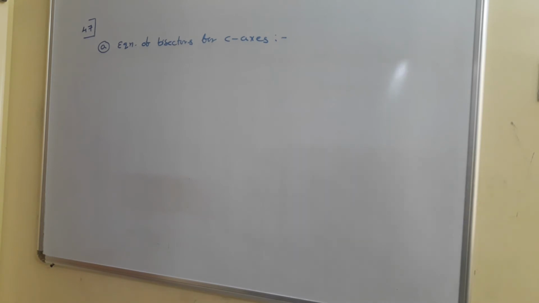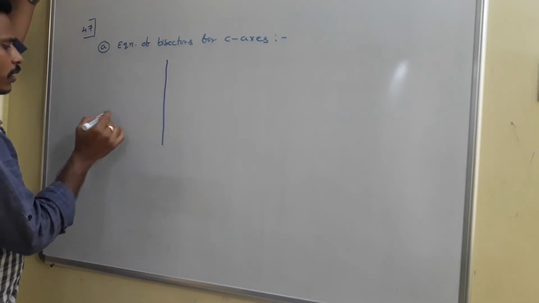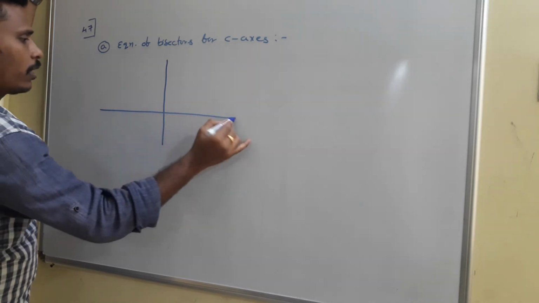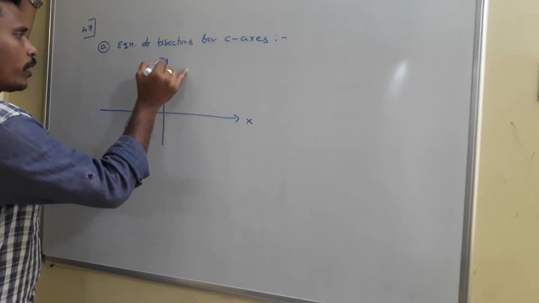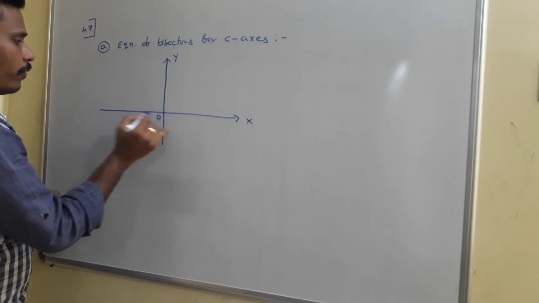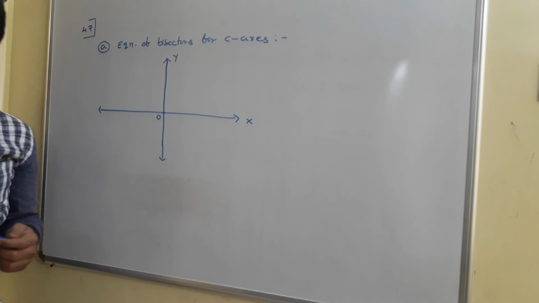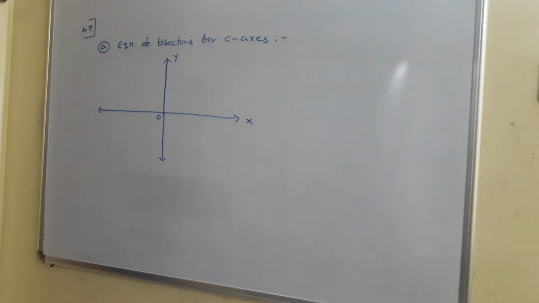So, equation of bisectors for the coordinate axes. How to find the equation of bisectors for the coordinate axes? The coordinate axes are two standard lines, right? This is the x-axis and this is the y-axis, and this is the origin, you know it. We are going to identify the bisector equations for the coordinate axes. As per the formula also we can proceed.